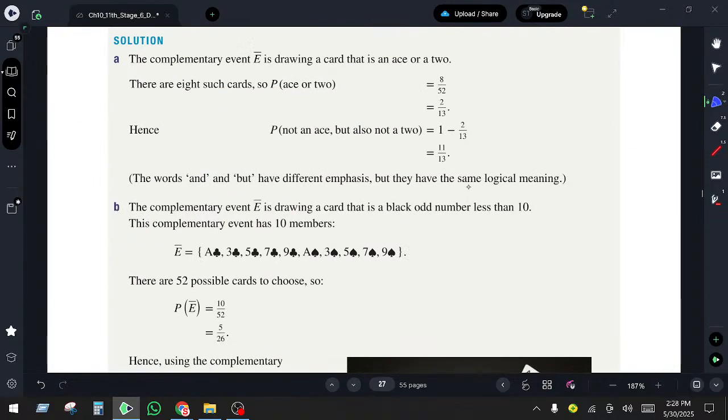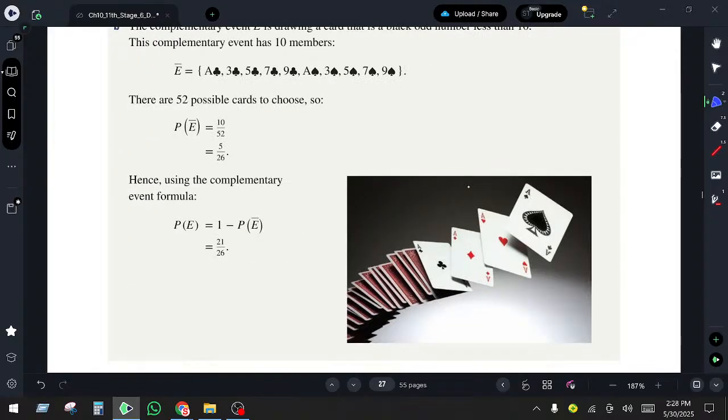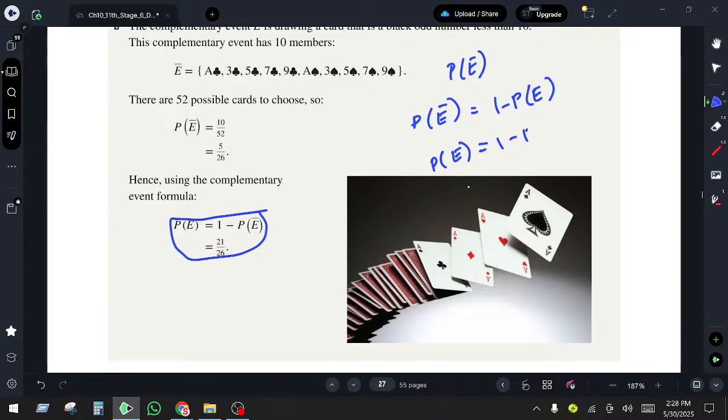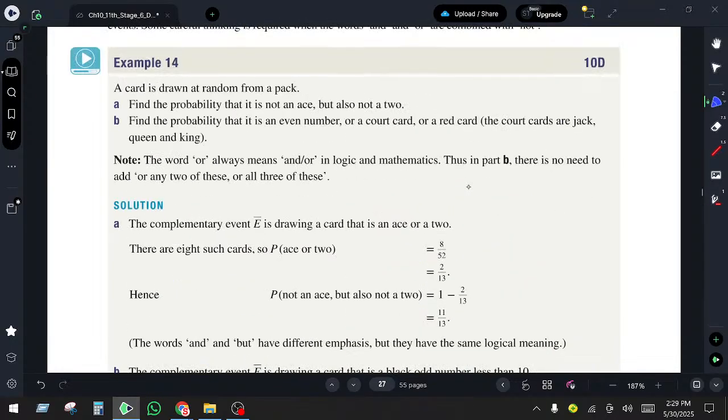Complementary rule, this is your main rule. See, probability of E is something we can evaluate as favorable by total. Probability of E bar means it is opposite to E, so it is 1 minus P of E. This is the main important point. Or you can also write P of E is equal to 1 minus P of E bar. So this is the main formula. Additive formula, addition rule, complementary events.